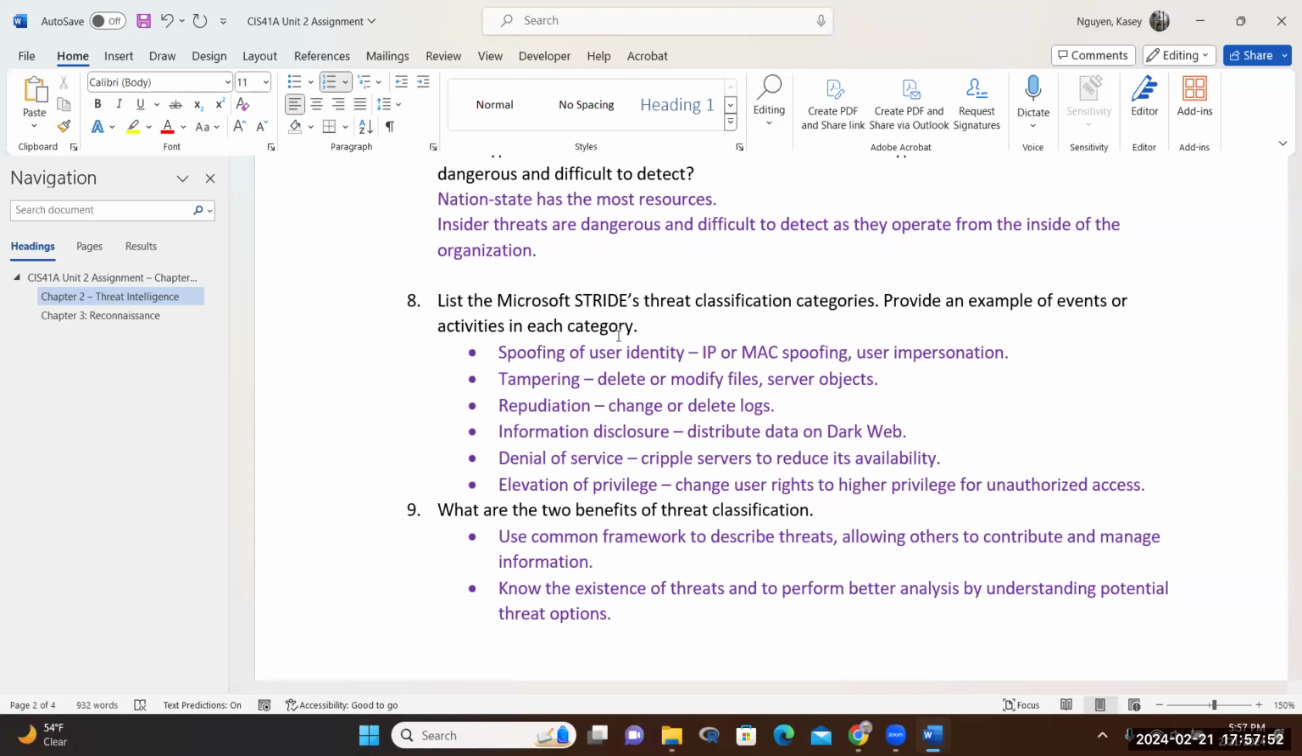Before we didn't have this, everybody was doing their own thing, and that can be very difficult. So as we standardize the practice, you want to use the common framework. And through that, you would know that the threats might already exist and you can analyze them better. Someone has already found it, so you want to contribute by finding additional information or behavior.